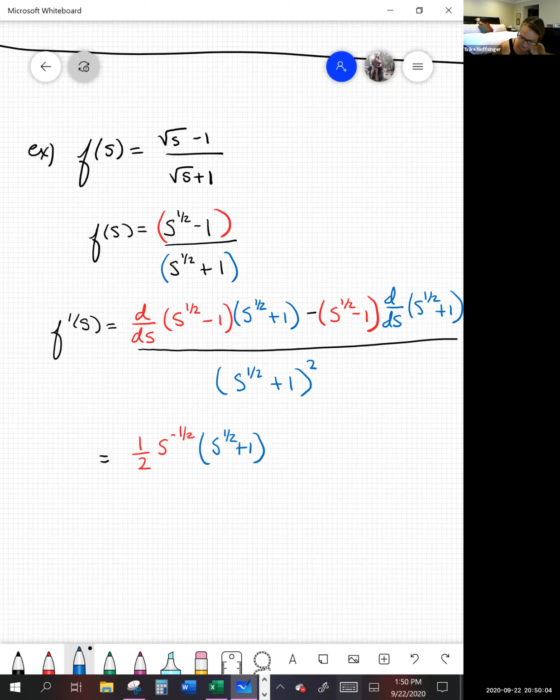minus the numerator, don't do anything to it, so s to the 1/2 minus 1, times the derivative of the denominator. So bring our power down front, 1/2, s, subtract 1 from 1/2, so 1/2 minus 2/2 is negative 1/2. The derivative of 1 is 0, all over this denominator squared.